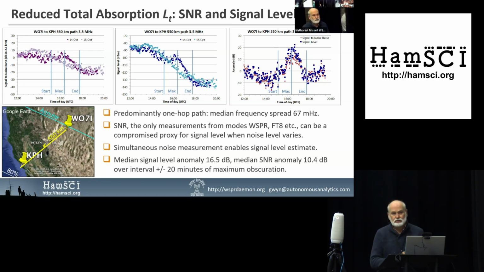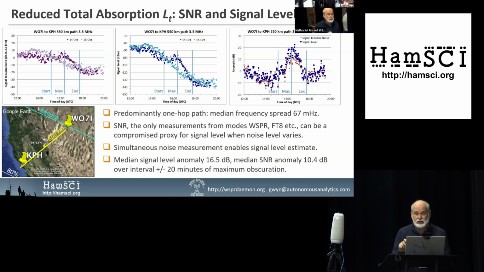But hold on. I've just shown you that noise changes. So what does SNR, signal-to-noise ratio, mean when the signal might change and the noise might change? So without WSPRDaemon, without the measurement of local noise, we have a compromised estimator in SNR.